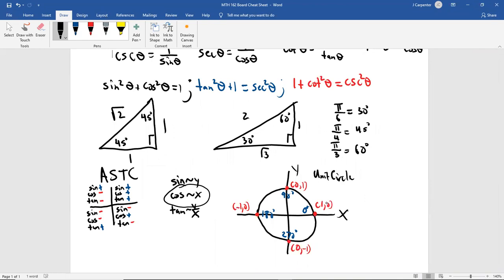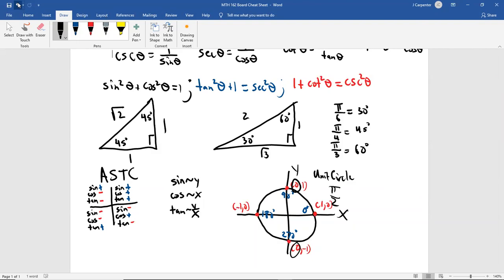So if we're looking for vertical asymptotes of secant, that means we're trying to figure out where cosine is 0, because secant would then be dividing by 0. So we're looking for x coordinates of 0. X coordinates of 0 are here and here at 90 and 270. 90 degrees, that's pi over 2. But the next one occurs a single pi later.